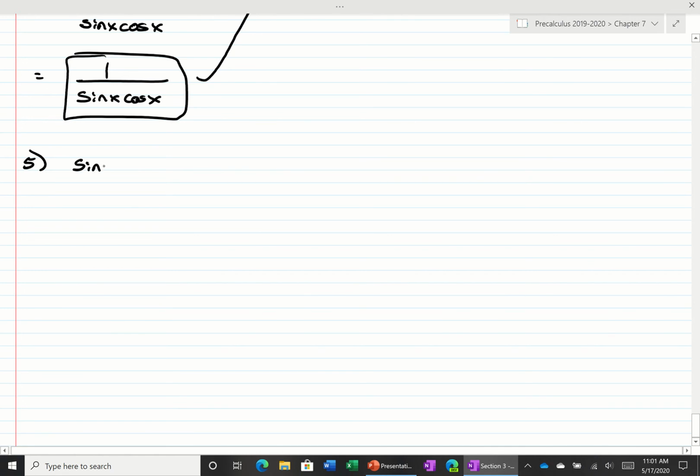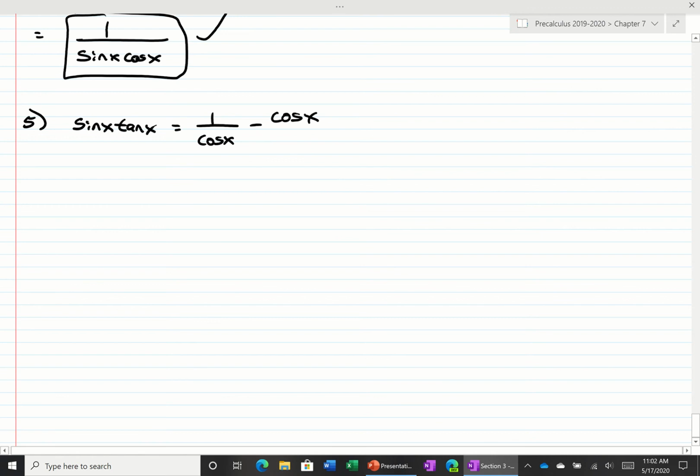Problem number 5, it says sine of x tangent of x, and that's equal to 1 over cosine minus cosine. So even though we could start with the left, I mean, if we convert tangent to sine over cosine, we could do it that way, or on the right side, we can get a common denominator. So on the answer sheet that I posted, I did the right side, so I'll show you what the left side would look like. We could write tangent as sine over cosine. So really this turns into sine squared over cosine.